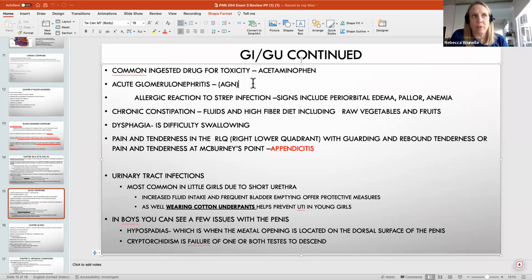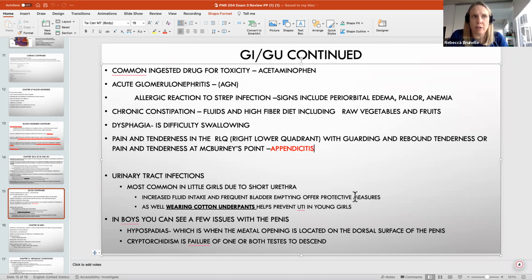And we talked about this briefly, the acute glomerular nephritis. This is a sort of allergic reaction to the strep infection that causes damage to the kidneys. And we mentioned appendicitis. I would remember that it's associated with right lower quadrant pain with guarding, so they don't want you to touch, and the pain is worse on rebound when your hand is coming up. And McBurney's point just refers to the right lower quadrant. So McBurney's point is associated with appendicitis. That's where they experience the pain.